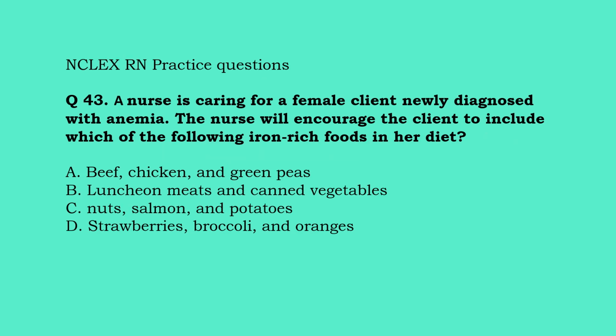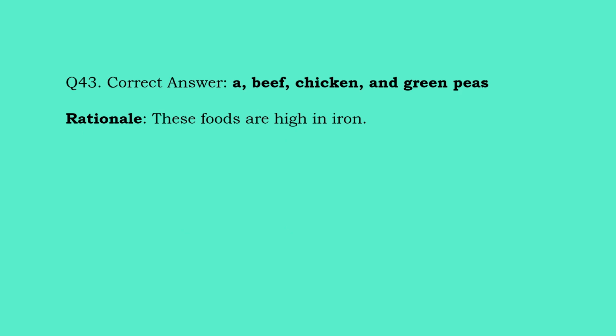NCLEX-RN practice questions. Question 43. A nurse is caring for a female client newly diagnosed with anemia. The nurse will encourage the client to include which of the following iron-rich foods in her diet? A. Beef, chicken, and green peas. B. Luncheon meats and canned vegetables. C. Nuts, salmon, and potatoes. D. Strawberries, broccoli, and oranges. Correct answer, A. Beef, chicken, and green peas. Rationale: these foods are high in iron.